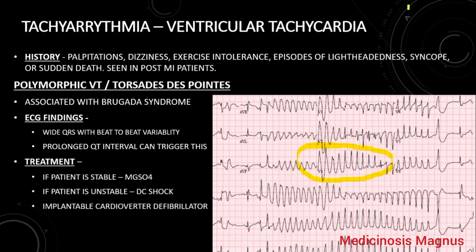The treatment here is to give MgSO4, magnesium sulfate, if the patient is stable, but if the patient is unstable, we go for a DC shock. We can also give an ICD, implantable cardioverter defibrillator. So you have to differentiate monomorphic VT and polymorphic VT. You can easily differentiate them by the beat to beat variability versus the waves being the same.